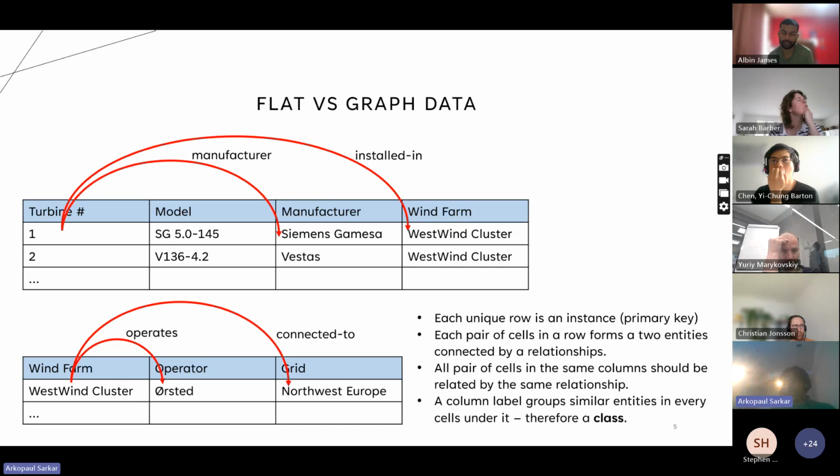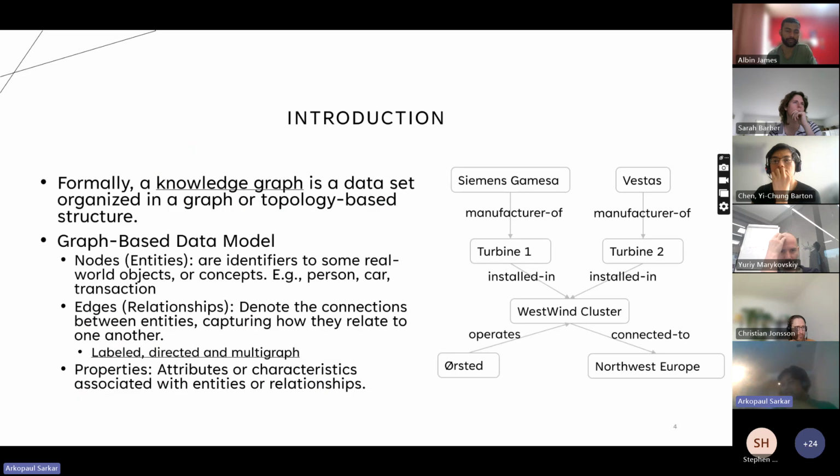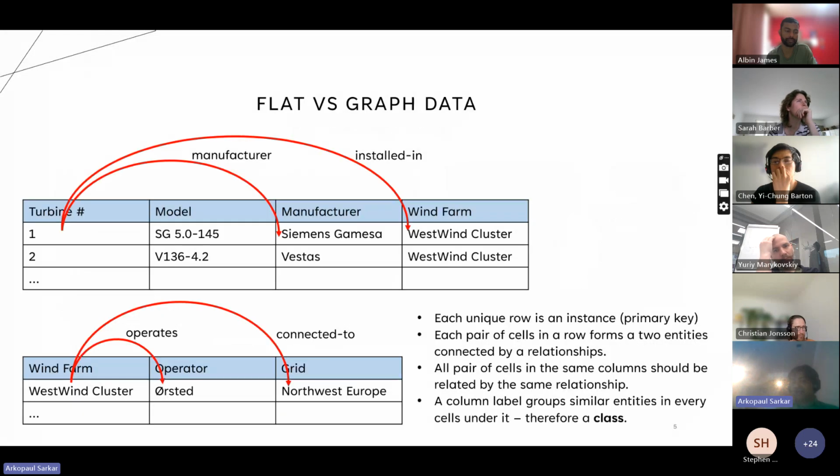But one thing you can notice is that when you represent your data in a flat structure, you duplicate data. For example, in this example both of these turbines are in the same wind farm, but you have to repeat it. In the case of a knowledge graph, going back here, you mention the wind farm only once, with a relation to the two different turbines. So this is the difference between flat and graph data.